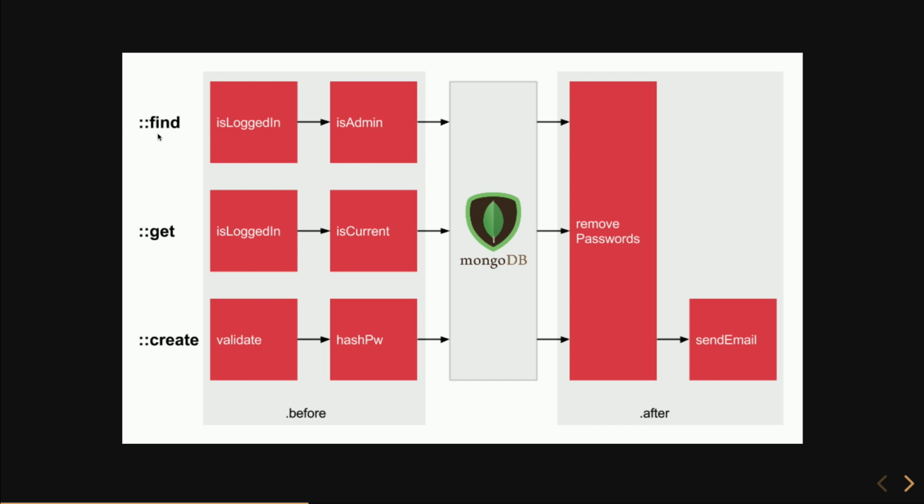So for the find method of this given service, we can first call our hook to make sure that they're logged in, and then we can call another hook to make sure that they're an admin, and if both of those are satisfied, we'll allow them to search in the database. And then we can also have after hooks.